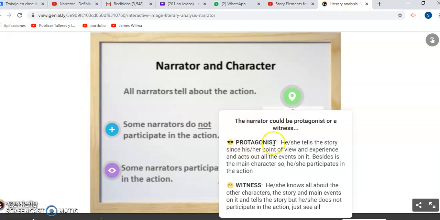The protagonist tells the story from his or her point of view and experience, and acts out all the events in it. Besides, he or she is the main character, so he or she participates in the action. That is the narrator who is telling the story from his or her own point of view, and is a protagonist in the story, like Roscoe Riley, as we could see in the story.